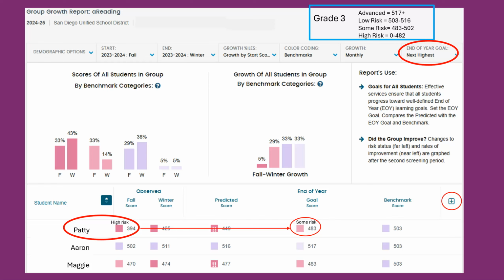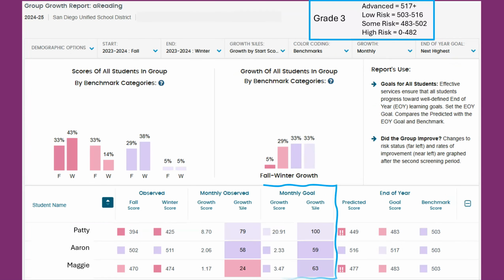Finally, click on this plus icon to the right. After clicking on the plus sign, you'll see these columns appear. Let's look at Patty. In the fall, we can see that she scored 394 and high risk. In the winter, she scored 425 and remained at high risk.